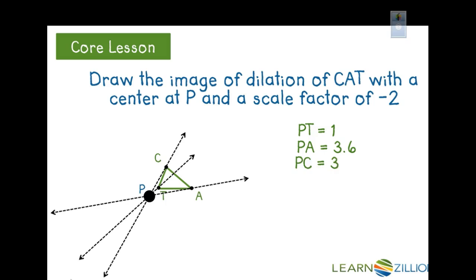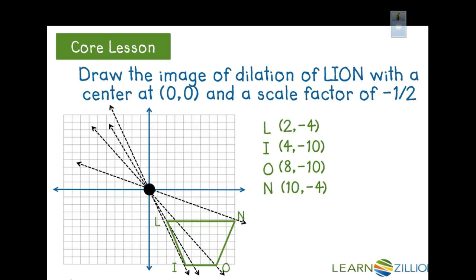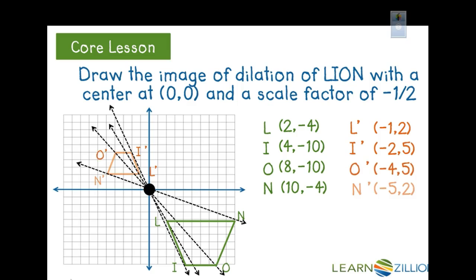Now, this is the part I want you to take a look at. We have L prime at -1, 2, I prime at -2, 5, O prime at -4, 5, and N prime at -5, 2. And notice again, because this is a negative scale factor, our image vertices are in the opposite direction from the center of our pre-image vertices.